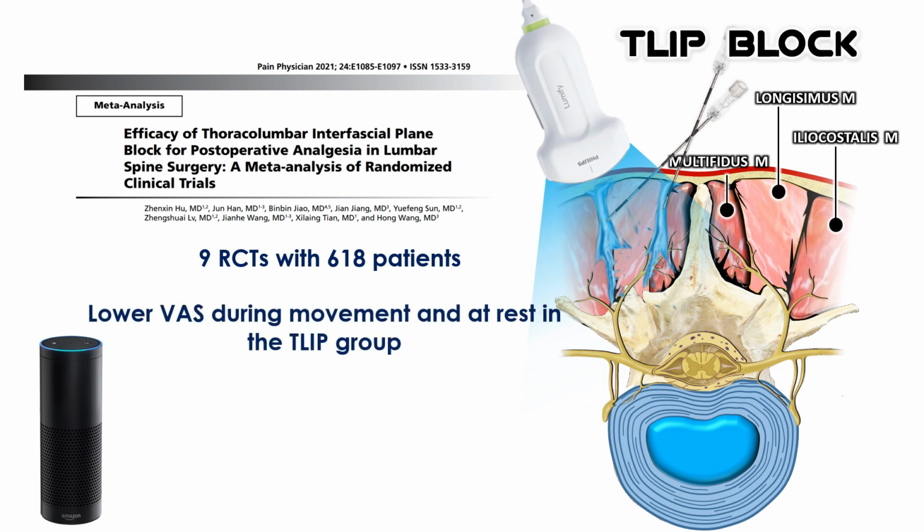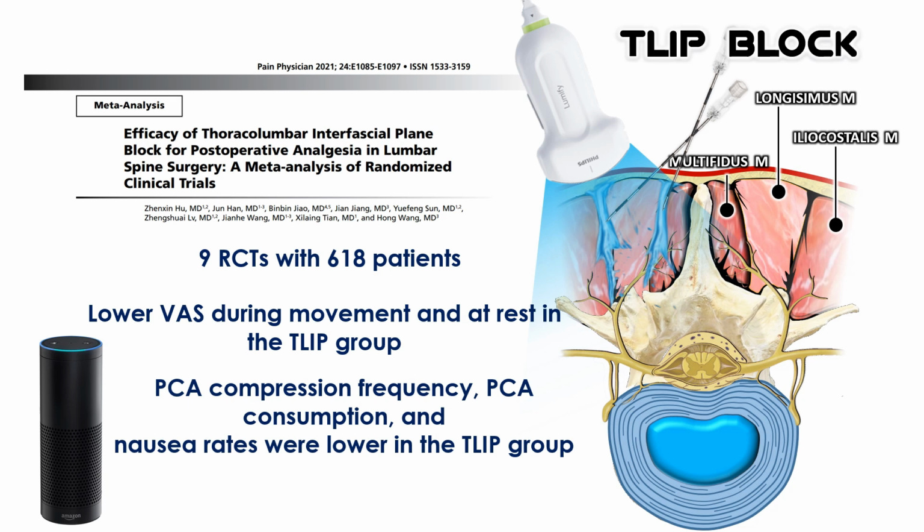The results demonstrated that VAS scores for pain during movement and while at rest were markedly lower in the study group than those in the control group in all the post-operative periods. Meanwhile, PCA compression frequency, PCA consumption, and nausea rates were significantly lower in the TLIP group after lumbar spine surgery.